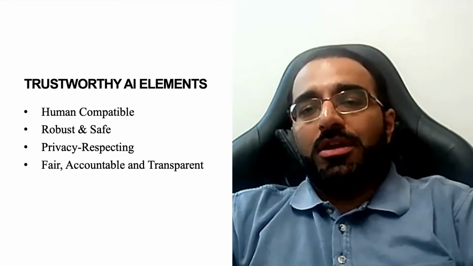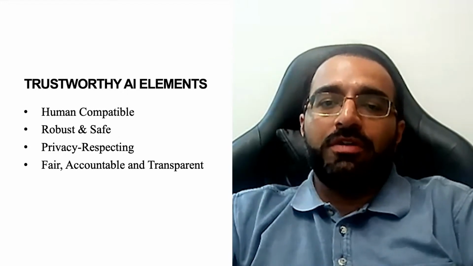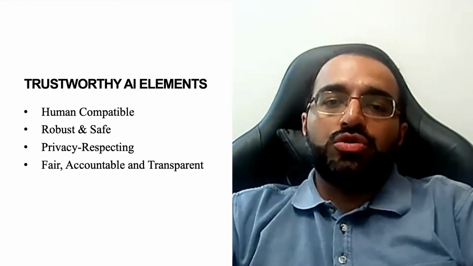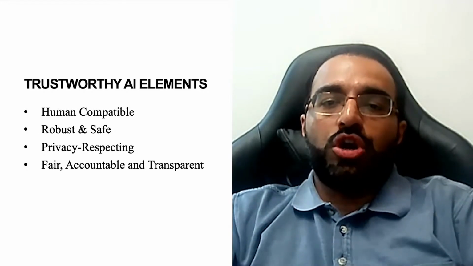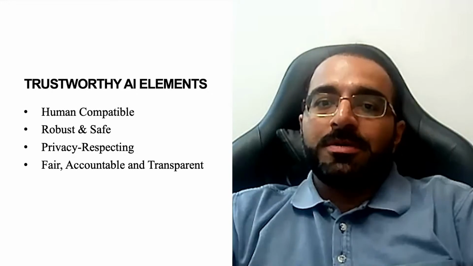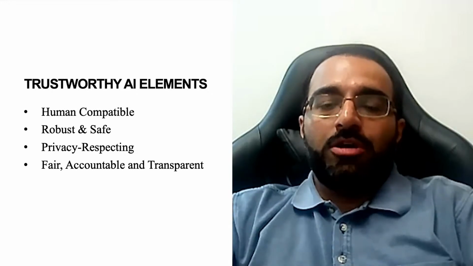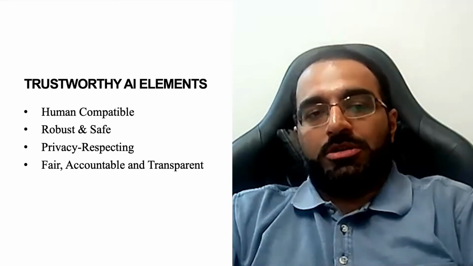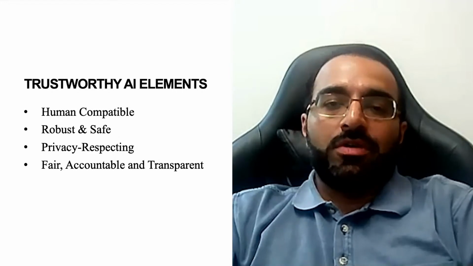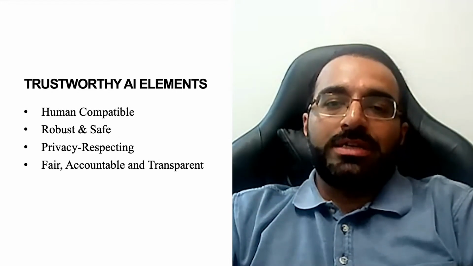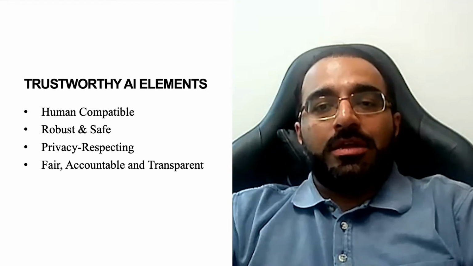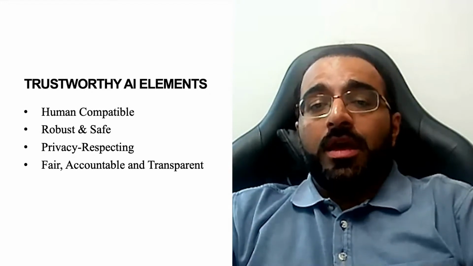The second pillar of this trustworthy AI framework is making sure that AI technologies are robust and safe, which means we need to make sure that they cannot be attacked. In the samples that I showed you earlier, you could see several examples of how easy it is to attack AI systems, and they cannot be fooled easily.